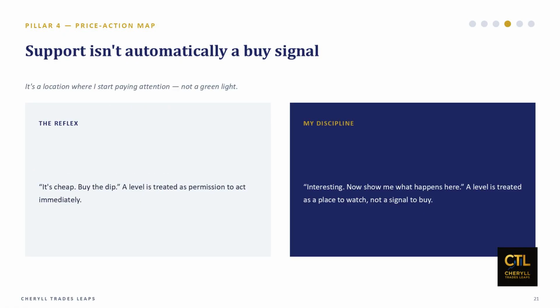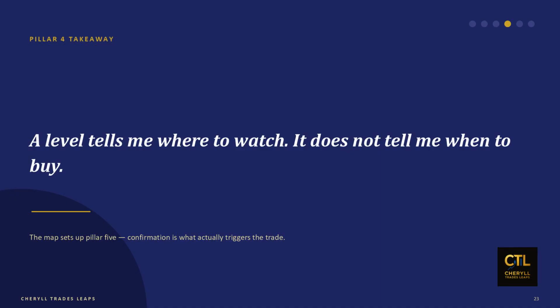The important point is this. Support isn't automatically a buy signal. It's a location where I start paying attention. If a stock I like falls toward major weekly support, I don't immediately say, "It's cheap, buy the dip." I say, "Interesting. Now show me what happens here." That's a huge difference. Pillar 4 takeaway. A level tells me where to watch. It does not tell me when to buy.